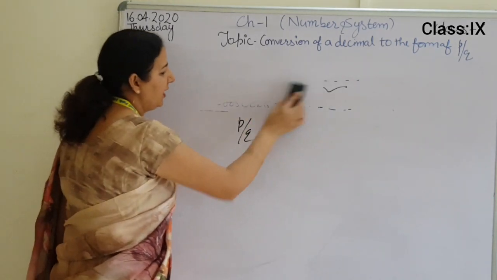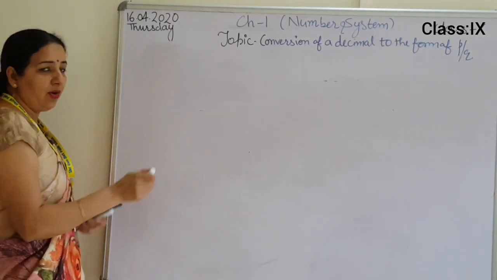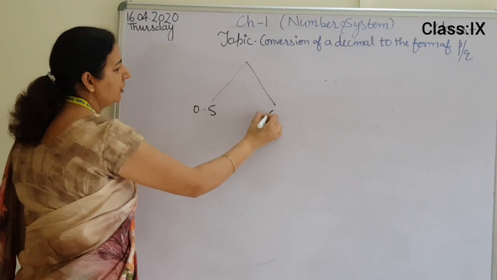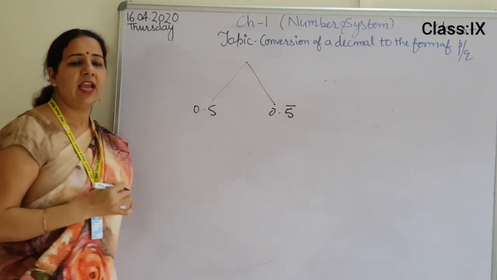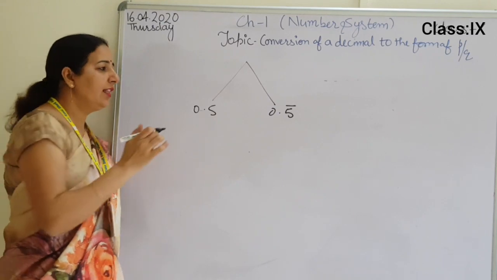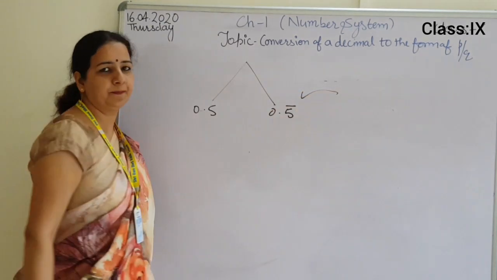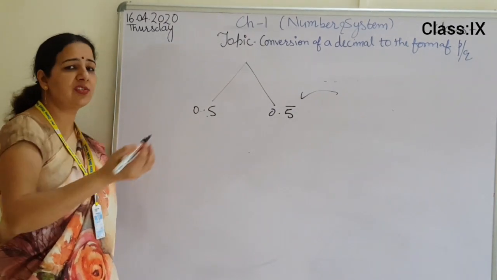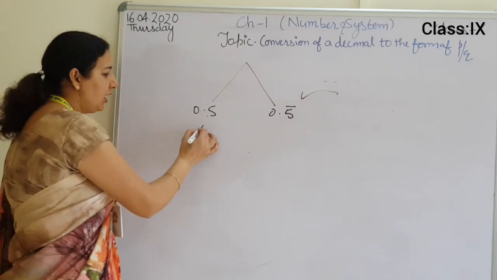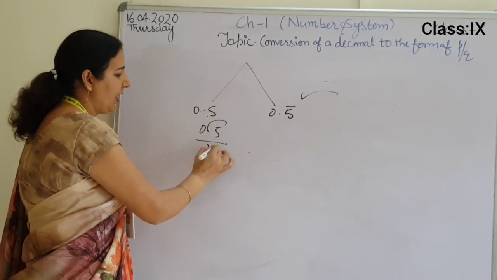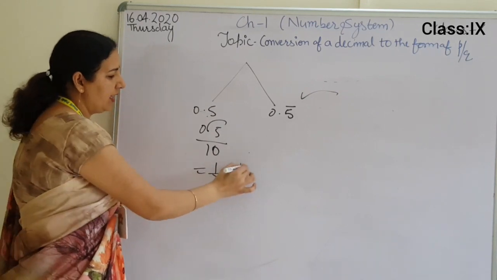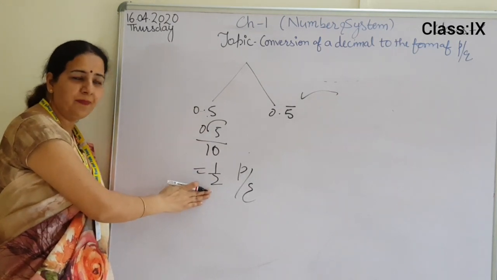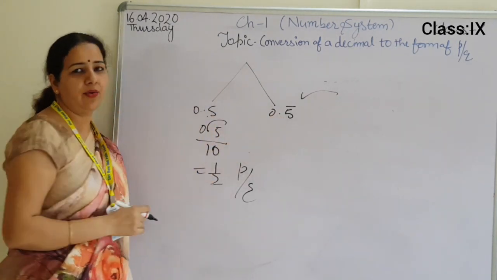So let me explain first. I already told you that the question will be from these two, 0.5 or 0.5 bar. In fact, I am just going to tell you that the question will be from this only. They will never ask the question 0.5, because a class 4th or 5th student can also solve it. 0.5, remove the point, 5 by 10, then it will be 1 by 2, that is p by q form. So this type will not come in your exam. The question will be from the bar only.